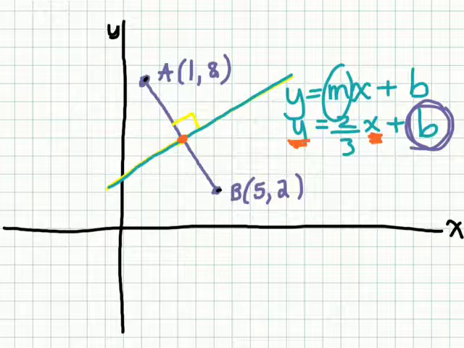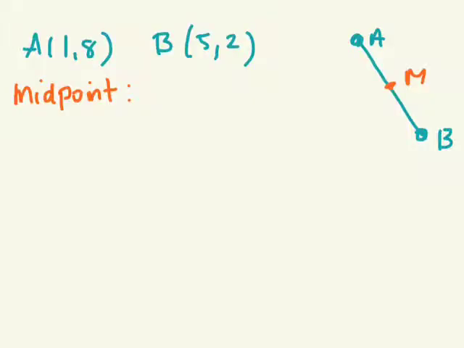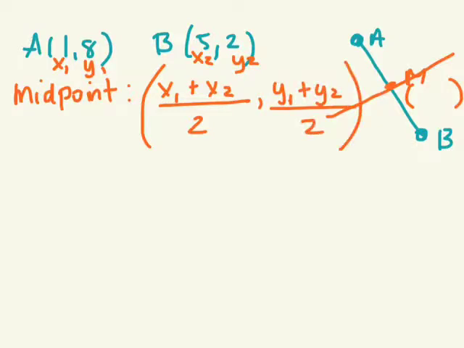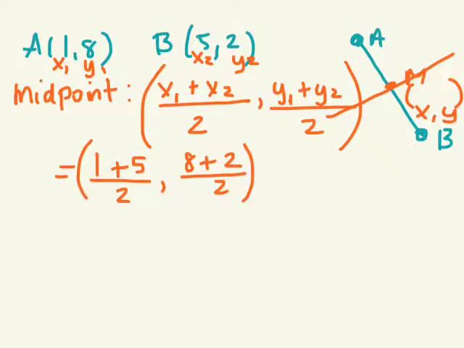Okay, so now we have to find the midpoint of AB because that's going to be a point on the perpendicular bisector. So we're going to take the two x coordinates, x1 and x2, add them together and divide by 2. That will give us the first part of the coordinate. Then we're going to take the two y coordinates, add them together and divide by 2. That will give us the y value of the coordinate.